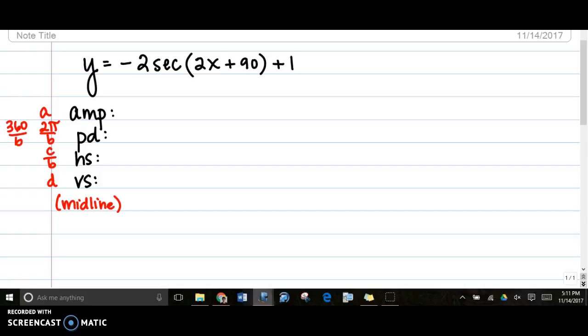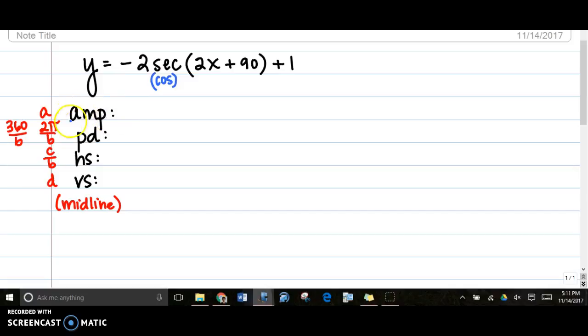Okay guys, now let's talk about how we're going to graph a secant when we have that in an equation. Remember, don't worry about what the secant's going to look like to start with. Let's think about its reciprocal instead. So I'm going to treat this like a cosine equation, graph my cosine, and then I'll do all my reciprocal values to get the secant.